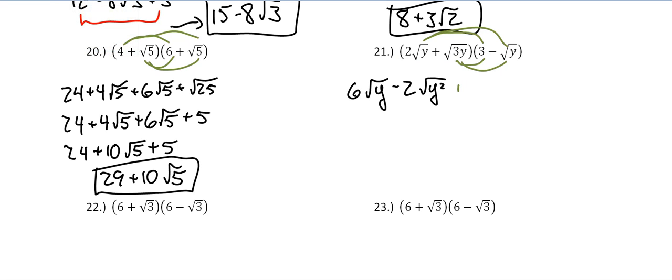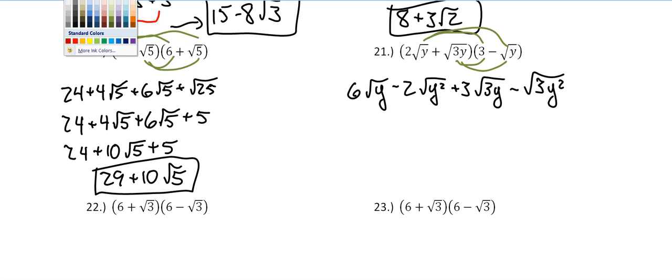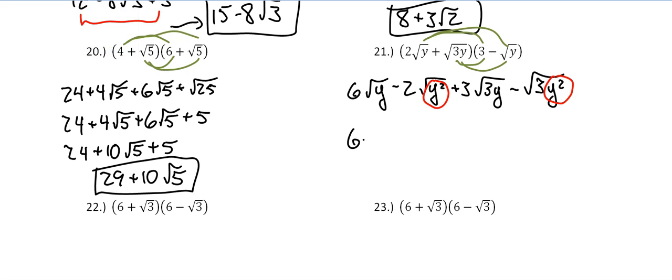So this one, again, I can't multiply those 3's because one's on the outside, one's on the inside, so I keep them separated like this. And then the last piece right here, outside times outside, inside times inside, gives me this guy. But now those square roots of y squared, I can simplify those, this guy and this guy, because the square root of y squared is a y, so that becomes this. So it's 6 root y minus 2y with nothing left in the radical.